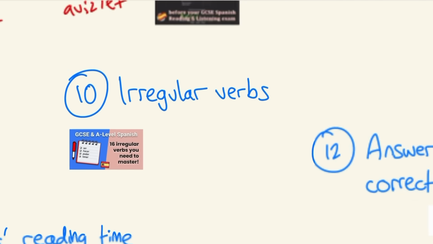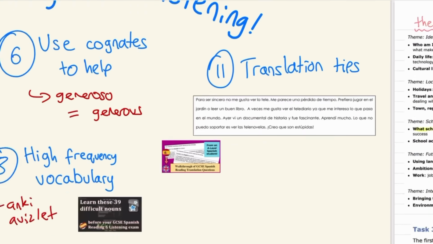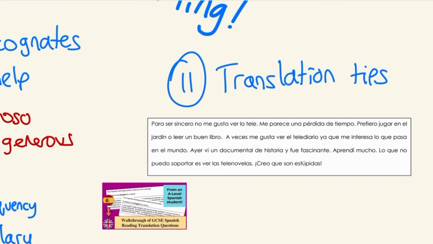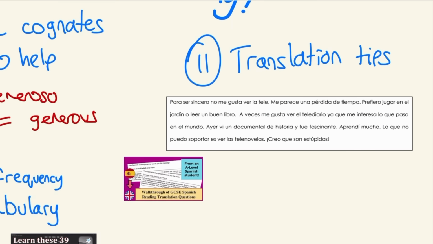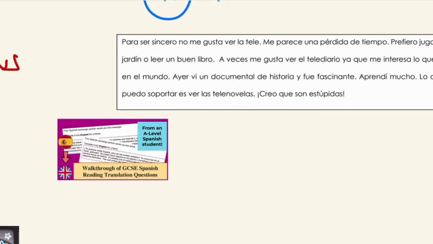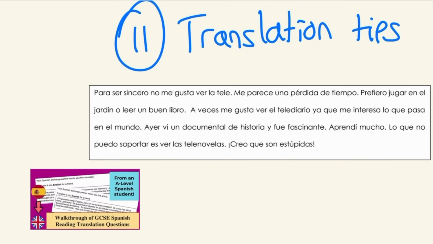Okay, moving on to tip 11, the translation question. Translation question is 9 marks for AQA and 7 for EdXL. Obviously, the exam board are going to use tricky vocabulary to catch you out. A good example is hace plus duration, which means something ago. For example, hace 6 años is 6 years ago.